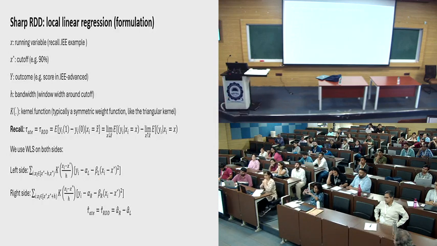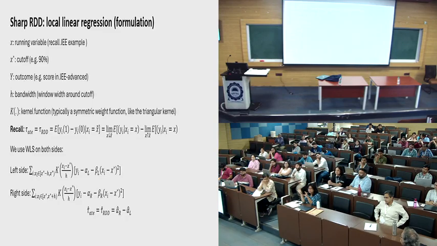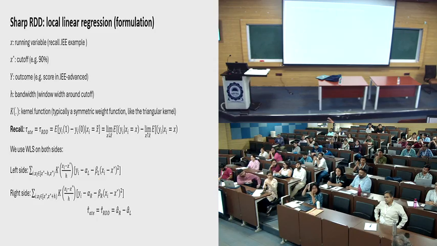But how do we interpret whether we keep the bandwidth smaller vis-a-vis when we keep it larger? Yeah, the result should be the same. Suppose we are saying that bandwidth is increasing, that means we are giving more leeway around the cutoff. We are using more data around the cutoff.